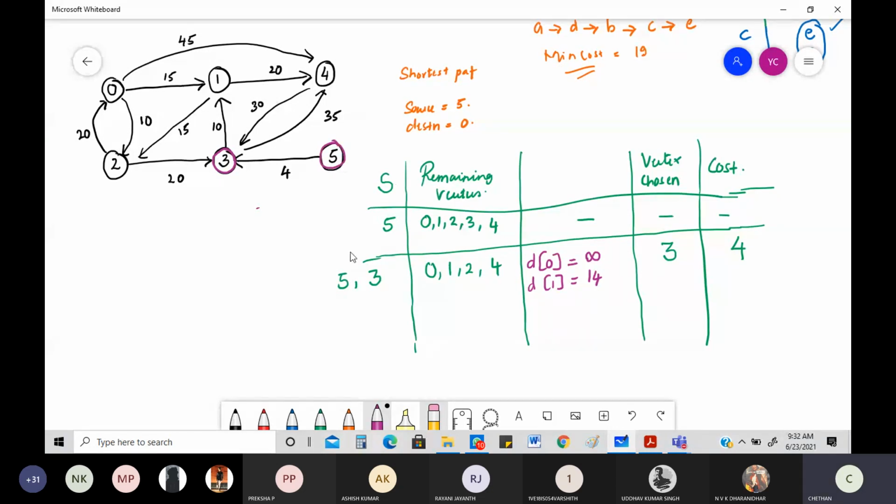But what about 2? From 3, can I go to 2? No. Can I directly go to 2? That's very important. Can I directly go to 2 here? No. So I can write this as d of 2 is also equal to infinity. Then d of 4, obviously, don't write 3 again. 3 is already chosen. Then 4 is equal to, what is the cost that you can incur? 39. What is 39? Look into this. From here to here, it is 4. From here to here, 4 plus 35, 39.